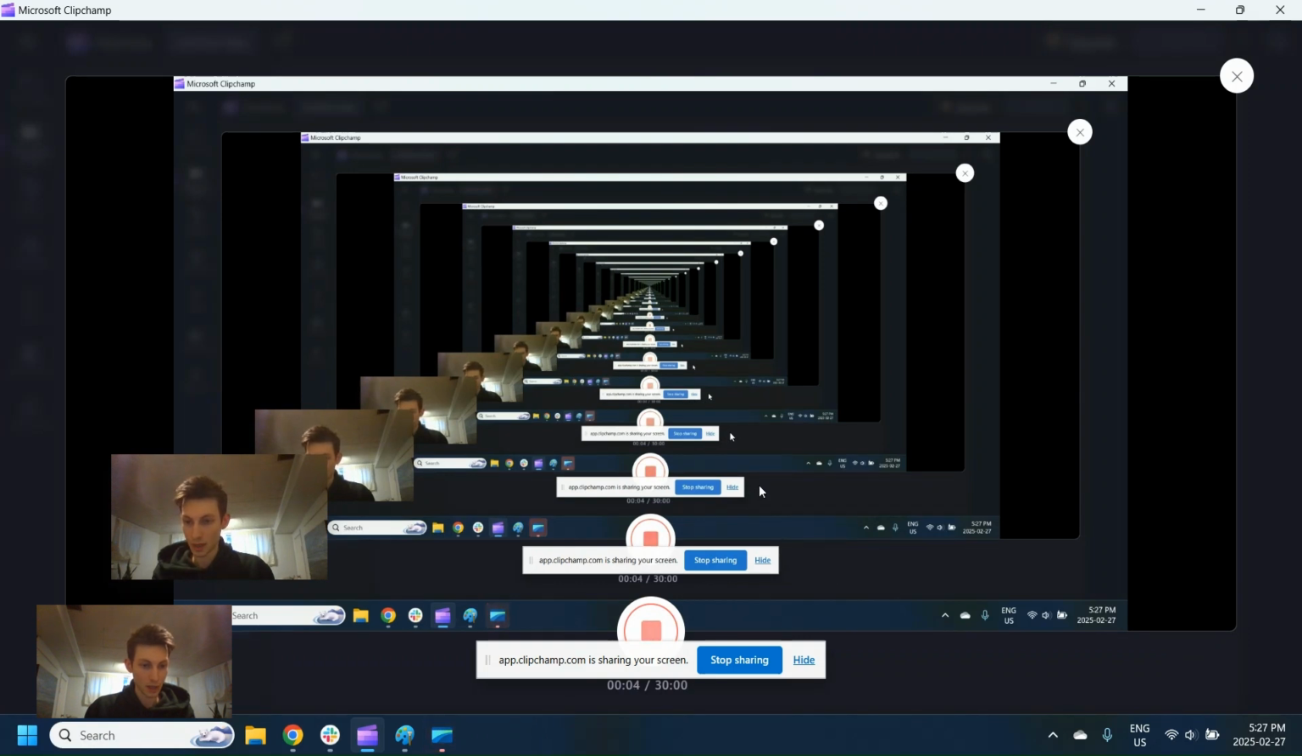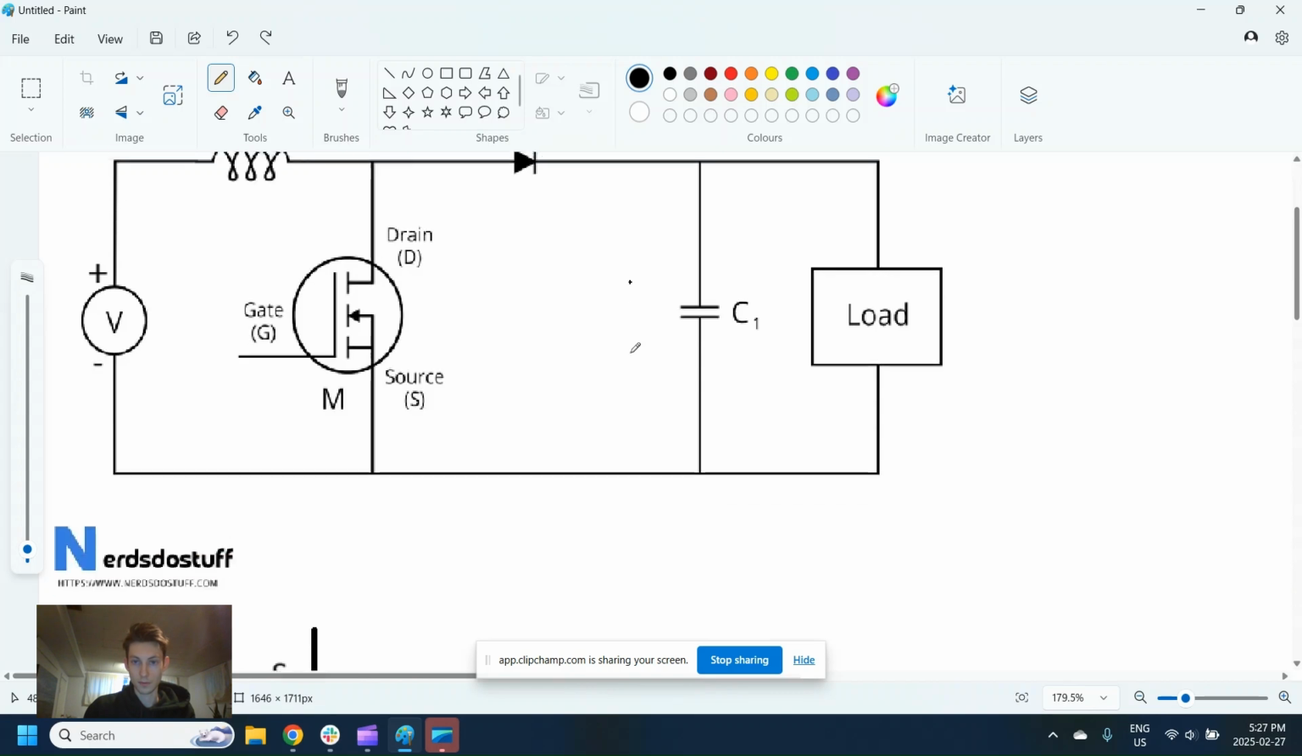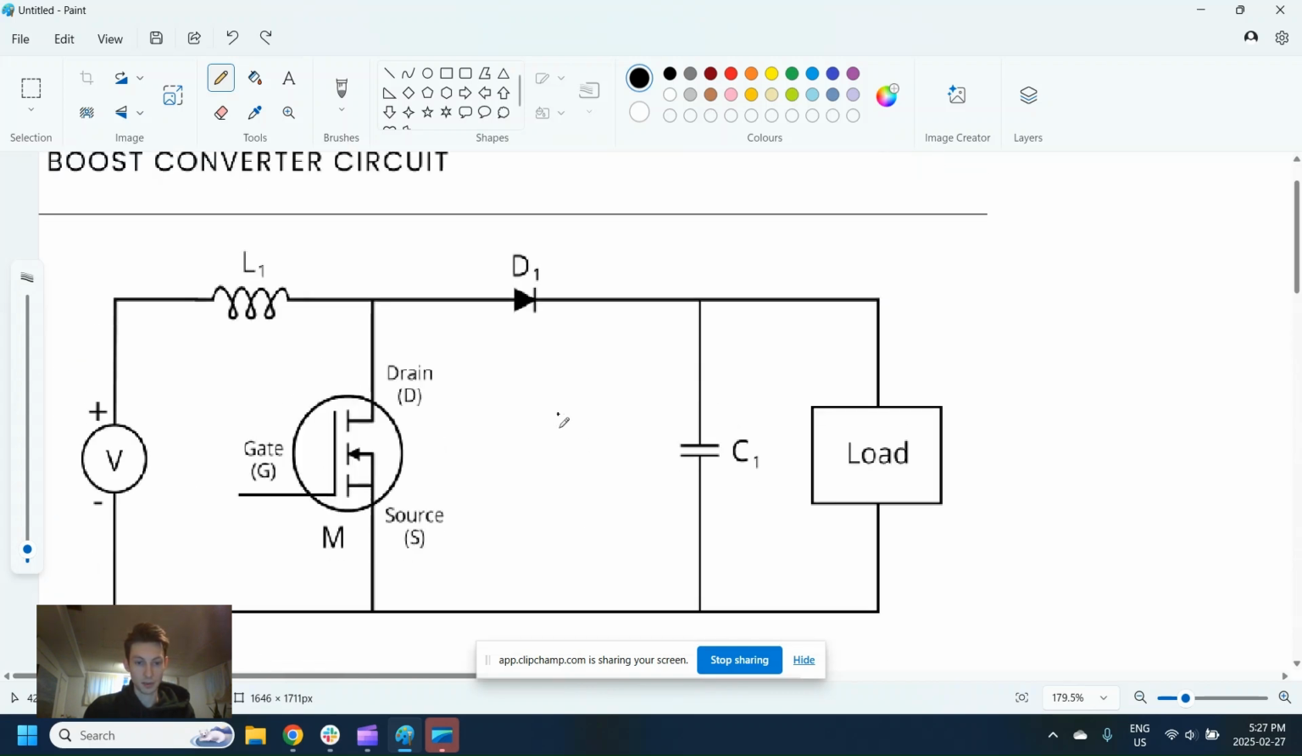Hi. So this video is going to be a boost converter design video where I'll go over the design of a basic boost converter with the components and waveforms selection. So we'll start off with some assumptions that we're going to make.